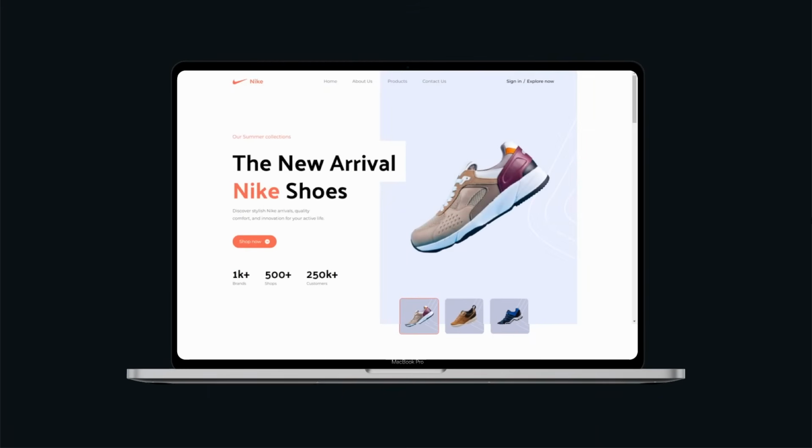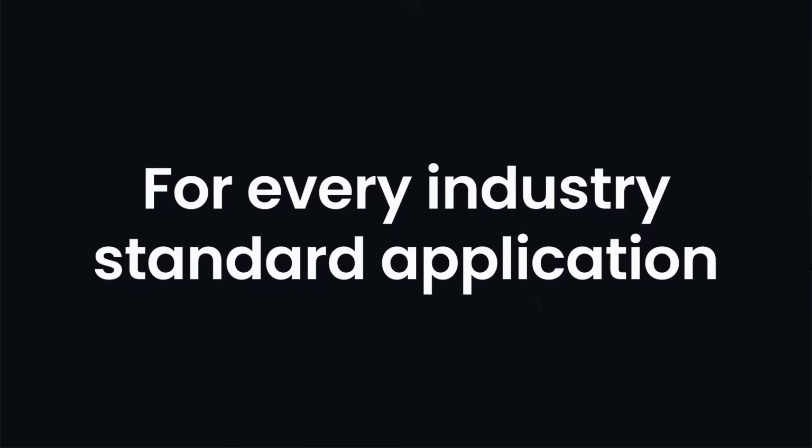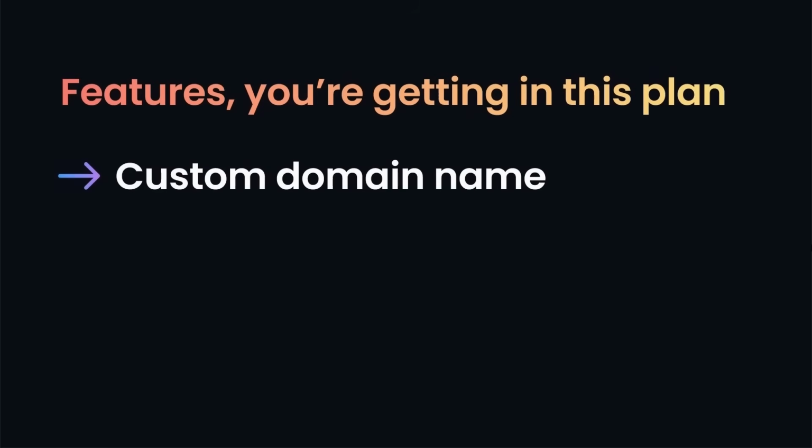We're going to create a Nike landing page. So we want to have a custom domain name to be credible. For every industry standard application, such as the one you're building in this video, we need it to be fast, reliable, and trustworthy. And all of the features you're getting with this plan, such as a custom domain name, email, and speed, makes all the difference.